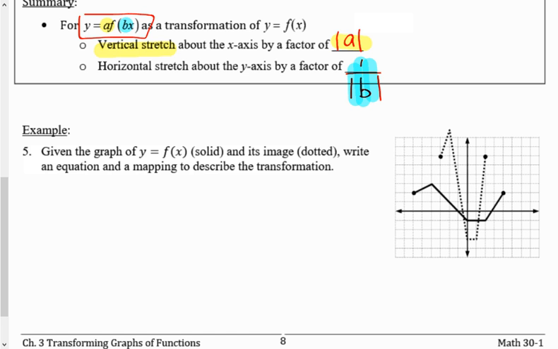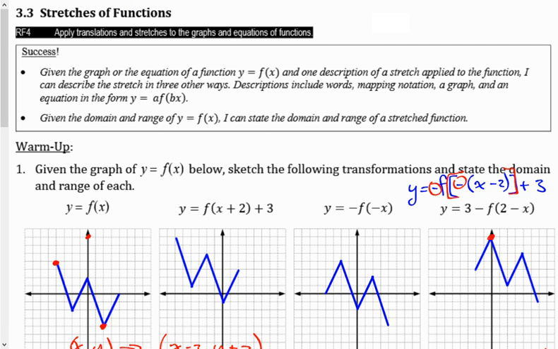Question? So the question is, why is it the opposite? And I will attempt to answer, but again, this will not make sense to everyone. Here's what's happening.